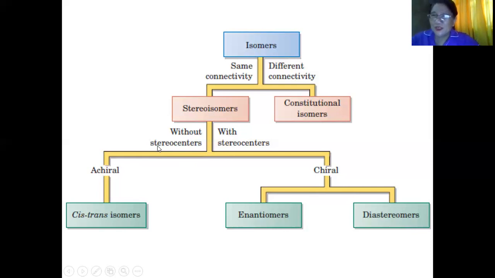Stereocenters will be discussed in the next slide. Then if it has stereocenters, it is chiral and it has two forms. It could either be enantiomers, meaning mirror images, or diastereomers. Okay.